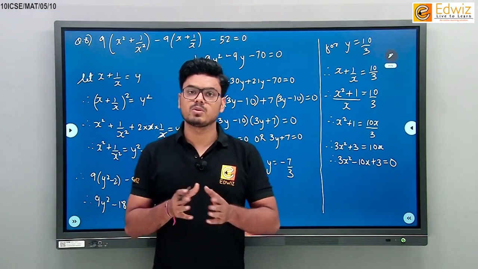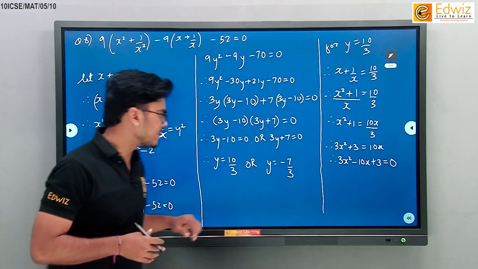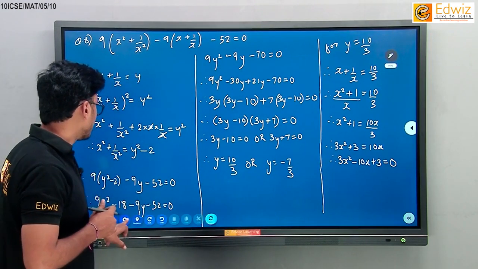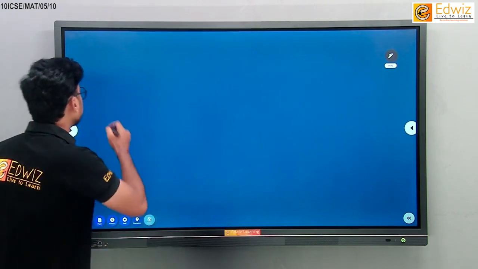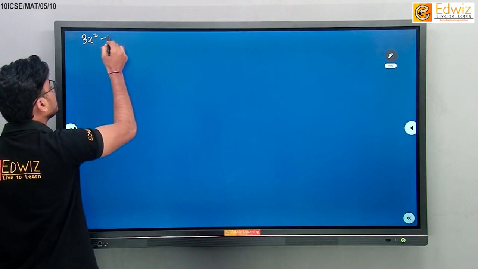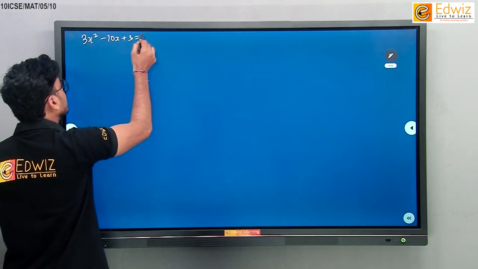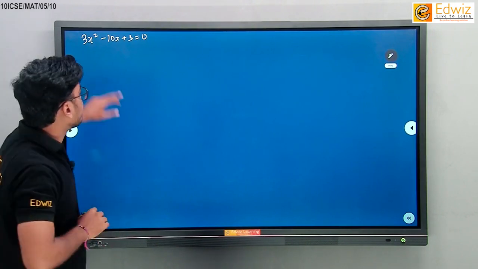Alright students, moving on to the next part of the question. So this is the equation. Let us write it again on the next page. 3x square minus 10x plus 3 equal to 0. Okay, this is the equation that we need to solve.